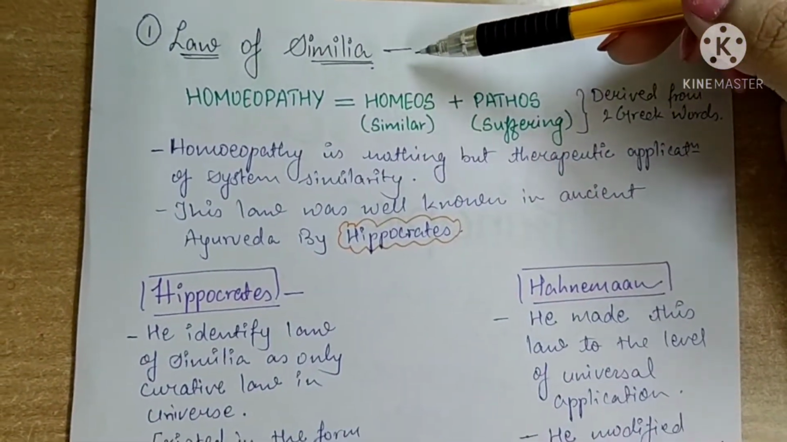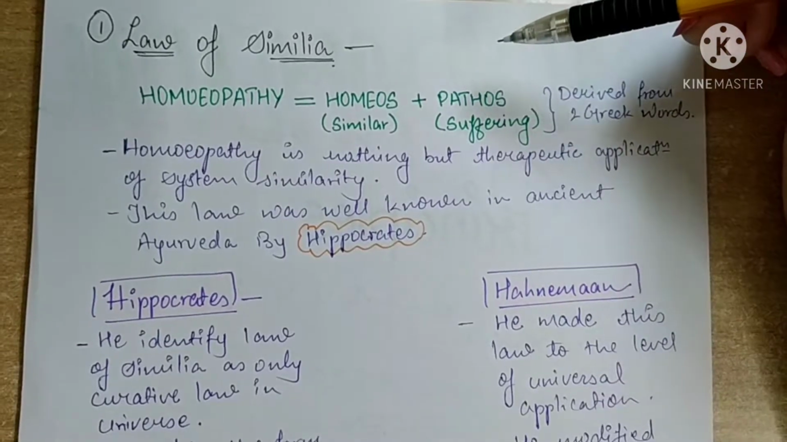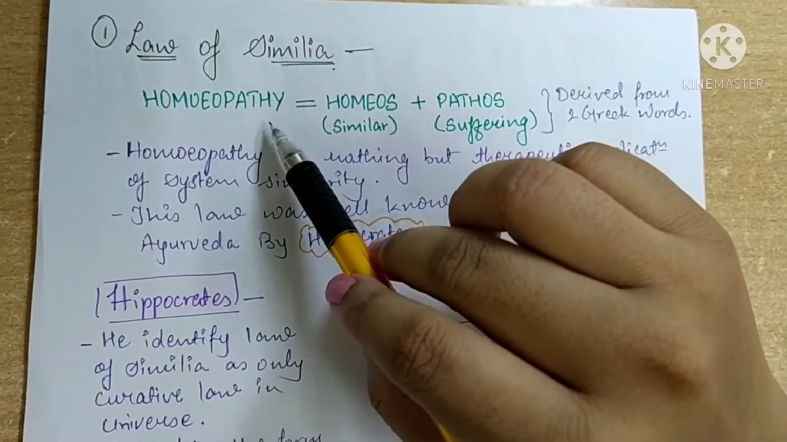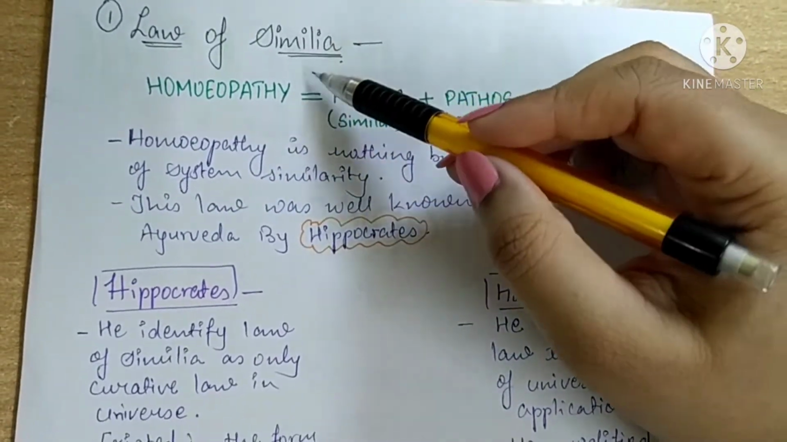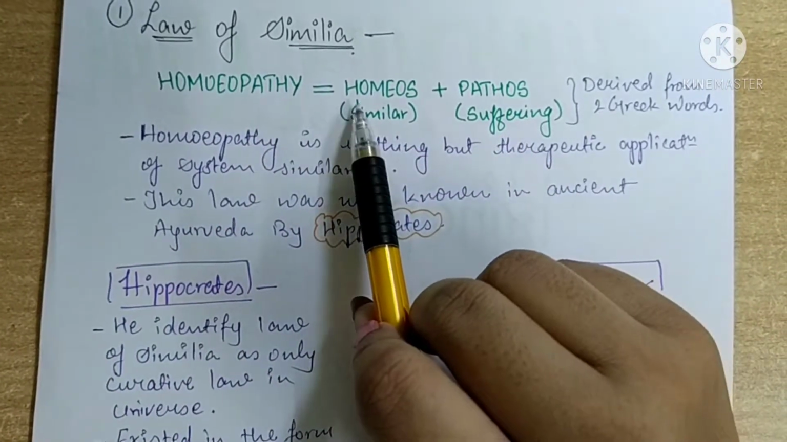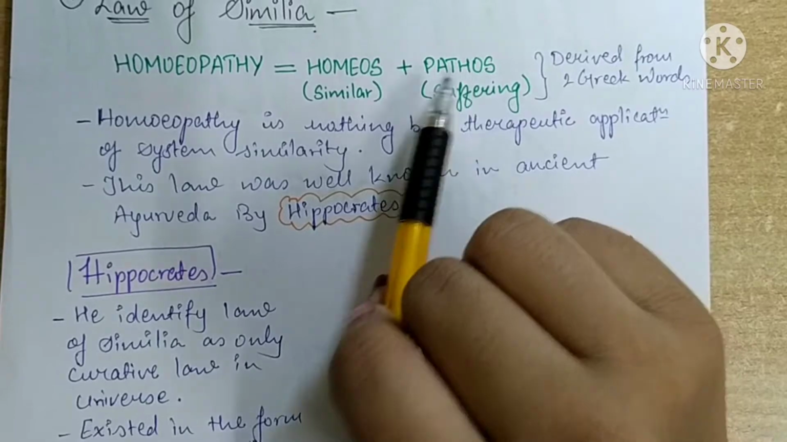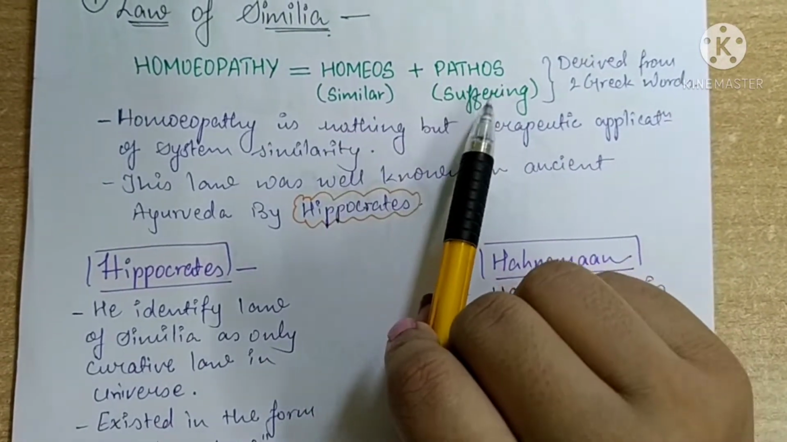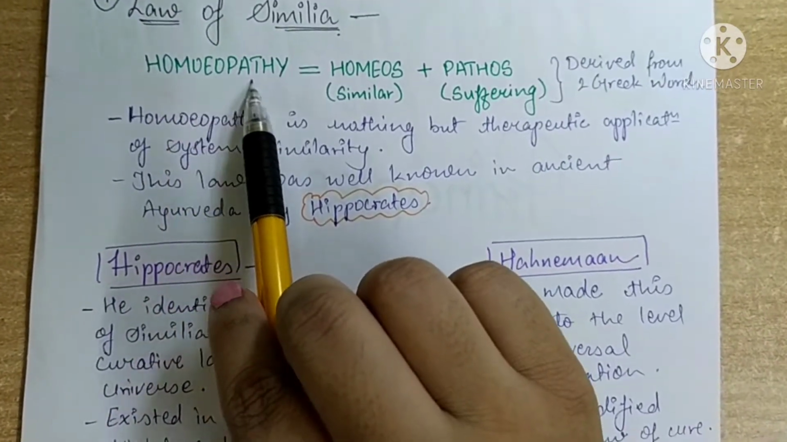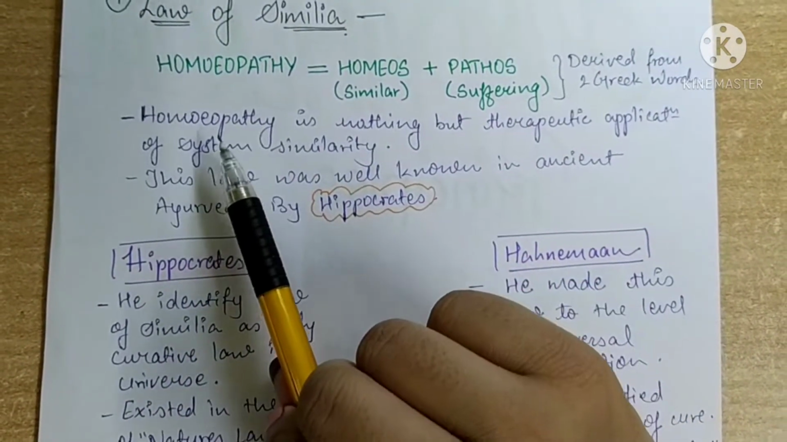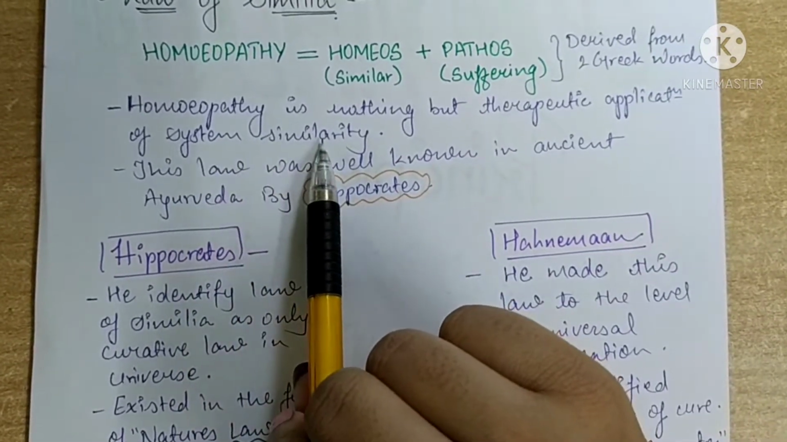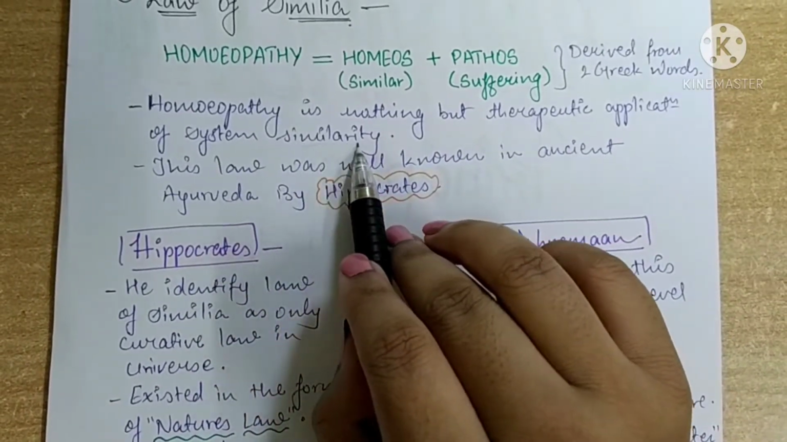The very first law is law of similia. This law is very important and a basic law of homeopathy. The name homeopathy itself is derived from this word, similia. We can split the word homeopathy into two, homeos and pathos. Homeos means similar and pathos means suffering. So homeopathy means similar suffering. Homeopathy is nothing but a therapeutic application of the law of similarity.